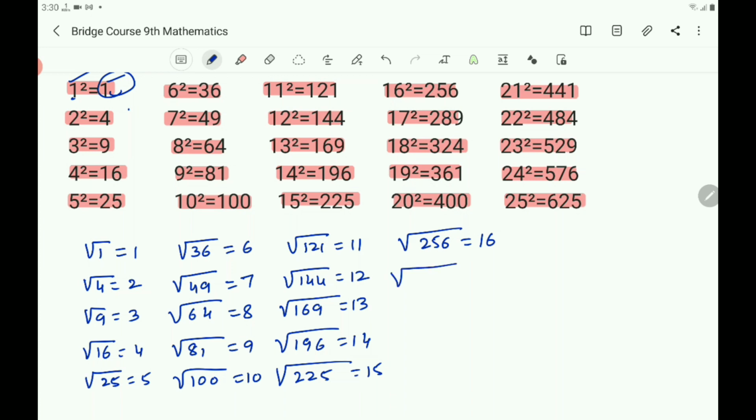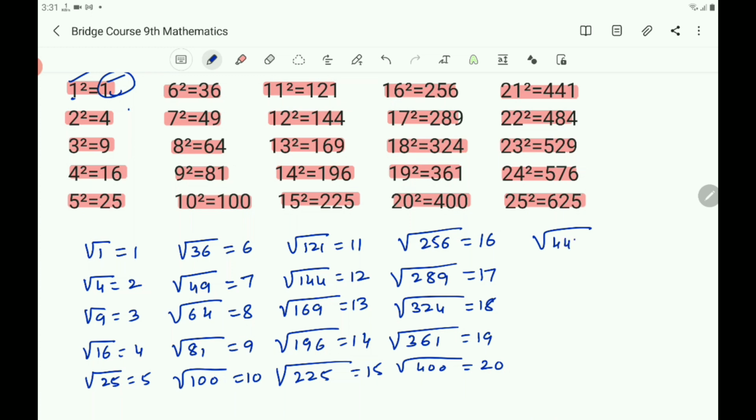Square root of 289 is 17. Square root of 324 is 18. Square root of 361 is 19. Square root of 400 is 20. Then square root of 441 is 21. Square root of 484 is 22.